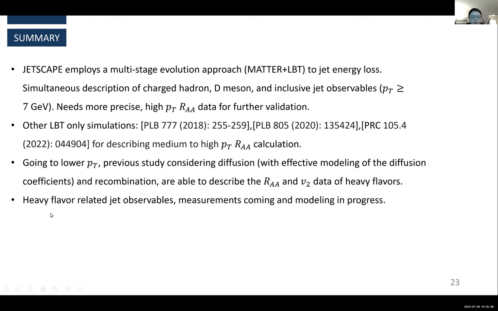And in the future, there will be more heavy flavor related observables, for example, the jet observables and jet substructure observables. The measurements will be coming out, and also the modeling for those observables is currently in progress.